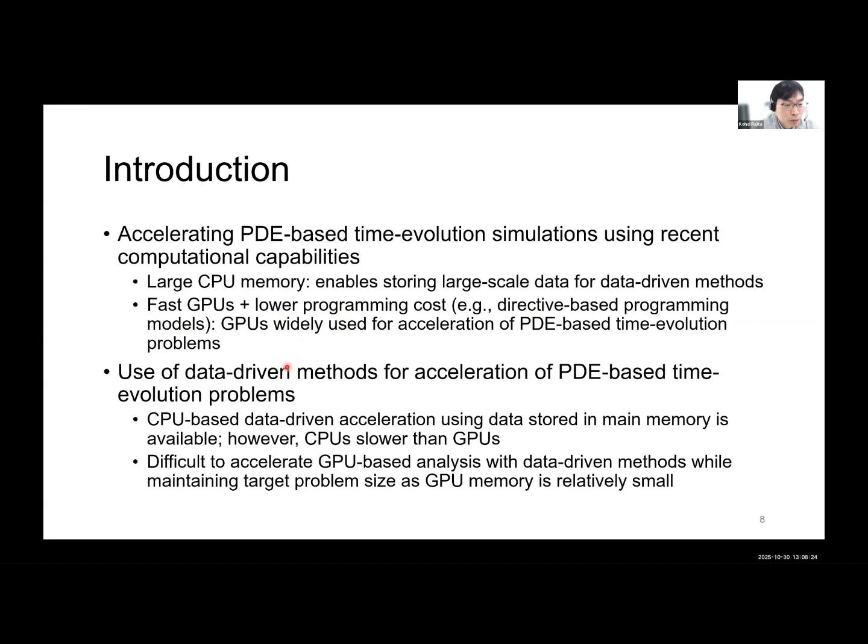When we try to use data-driven methods for acceleration of PDE-based time evolution problems, when we use the CPU, we can use large memory to store the data on the CPU. However, the CPUs are slower than the GPUs. On the other hand, the memory size of the GPU is small. So often we cannot fit the data-driven method data of past time steps on the GPU. So we need to make the problem size smaller if we want to use the GPU. So we try to use both the CPU and GPUs to solve a larger problem with higher efficiency.